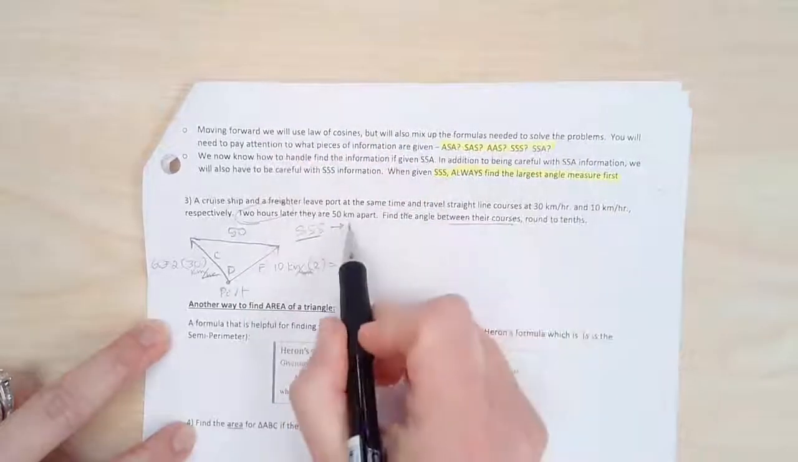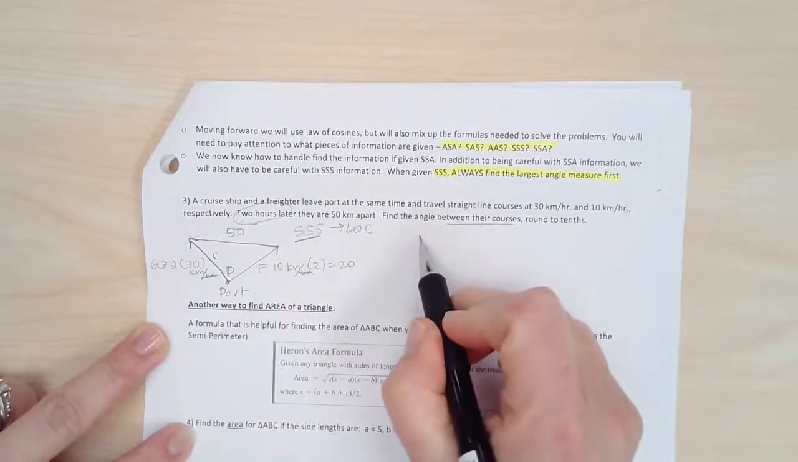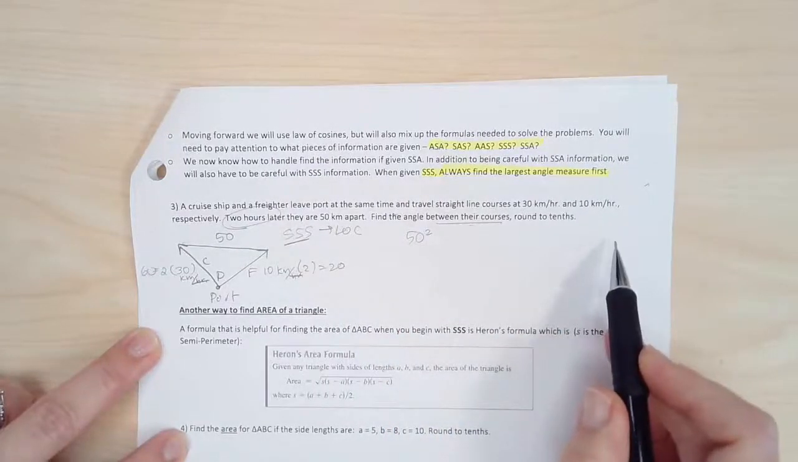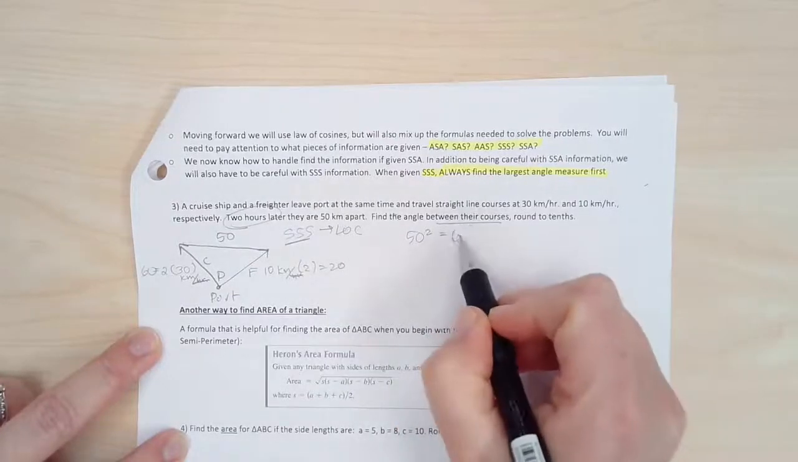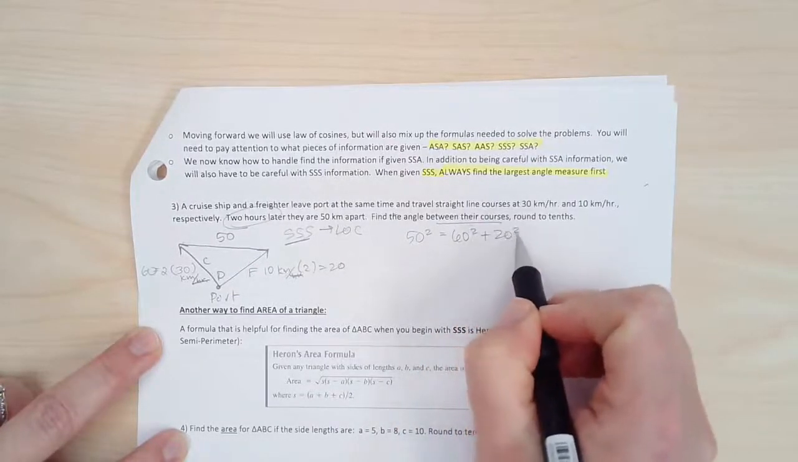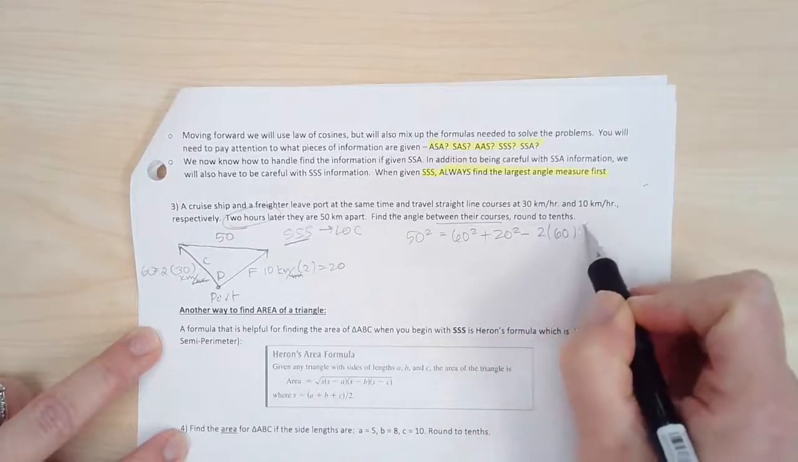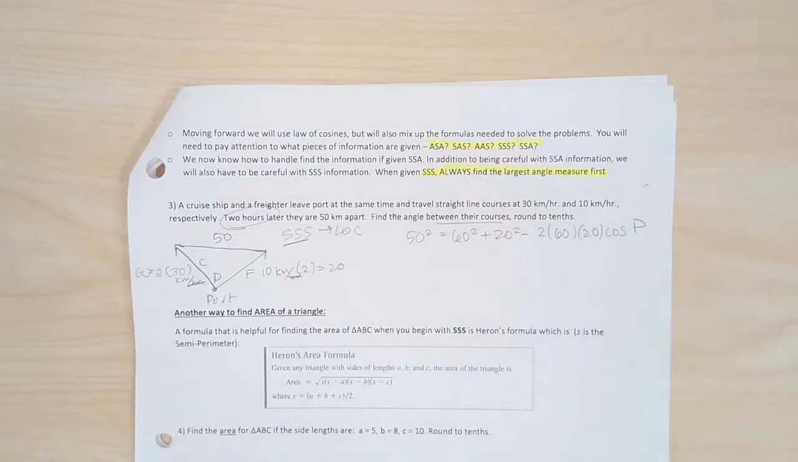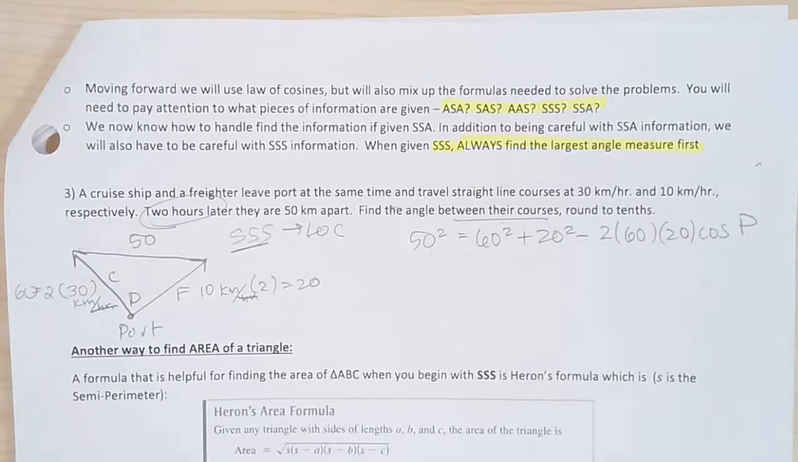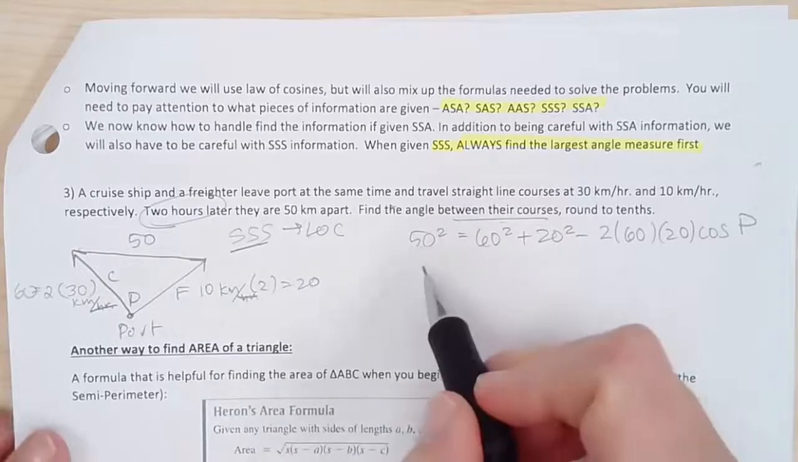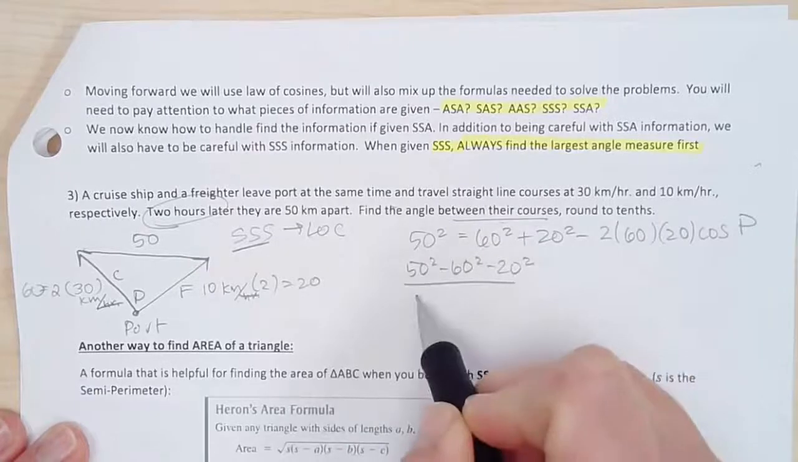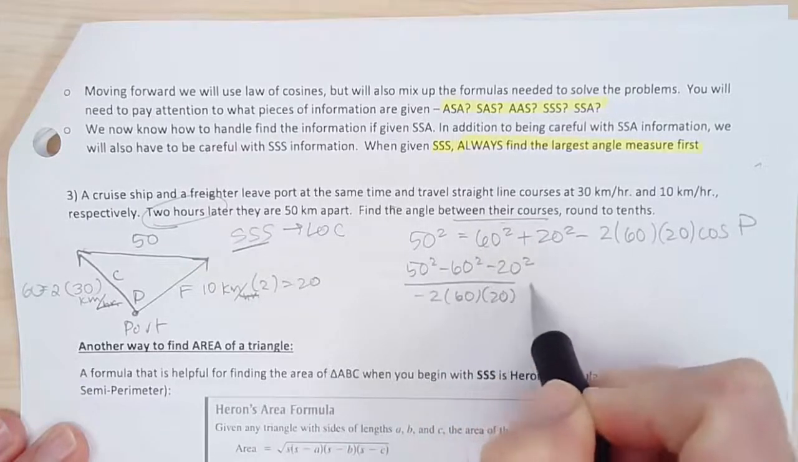All right, so we will set up 50 squared. All the way at the end is going to be cosine of angle P, but we're just going to leave it like this for a second. We square the other sides, 60 squared, 20 squared, minus twice their product times the cosine of the angle, and that is angle P. I do not yet know what that angle measure is. All right. So next, we're going to take 50 squared, minus the 60 squared, minus the 20 squared, divide by negative 2 times 60 times 20. That gives us the cosine of our angle, and then we get the inverse cosine.